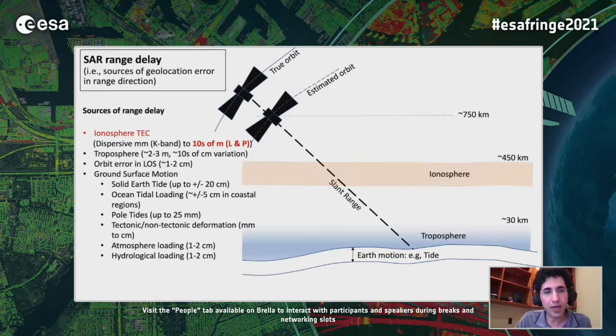So we have the atmosphere with ionosphere and troposphere. Ionosphere is going to have a larger effect on the low frequency, tens of meters in L and P band, and troposphere 2-3 meters with tens of centimeter variation. We have orbital errors around 1-2 centimeters. Orbits are good these days. And we have ground surface motion, solid earth tide, other kinds of tides, and even some loading.